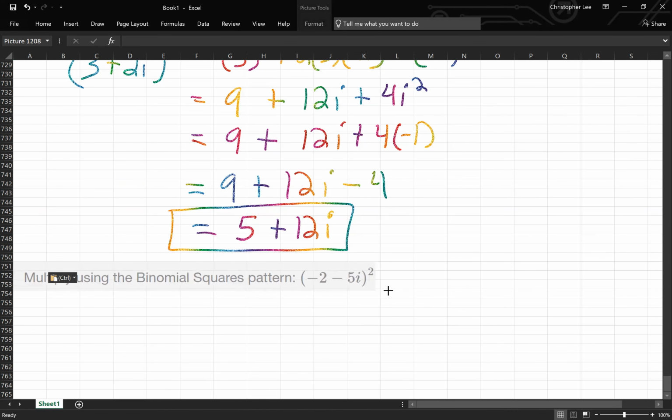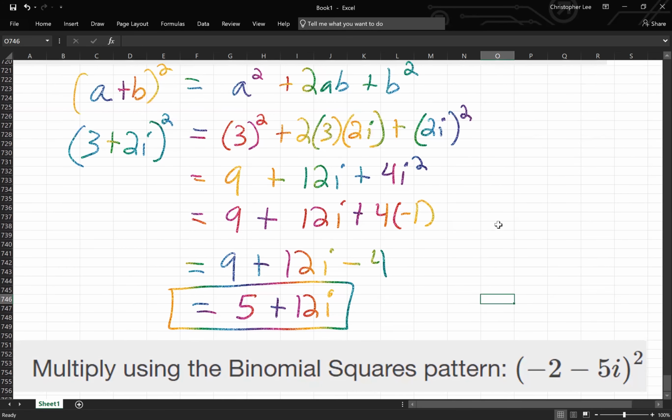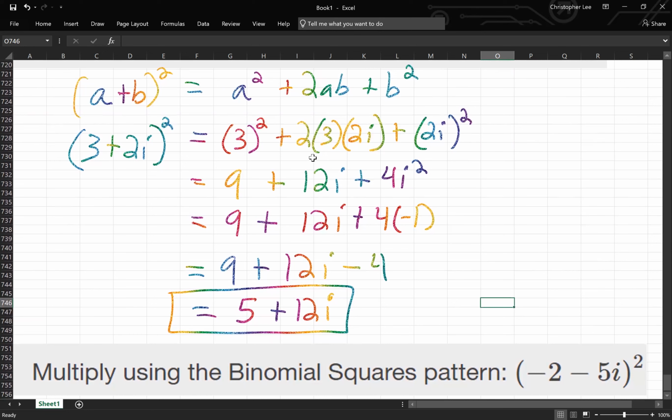So I was using the pattern, right? So 2 times 3 times 2.